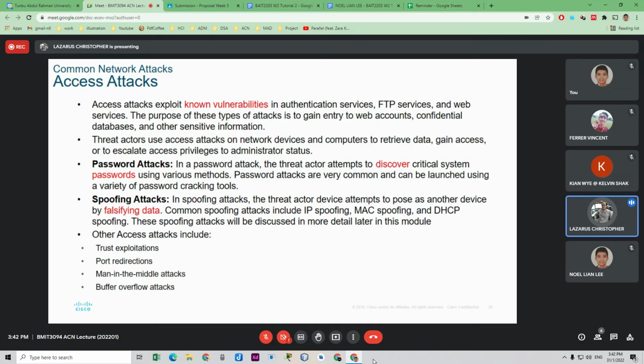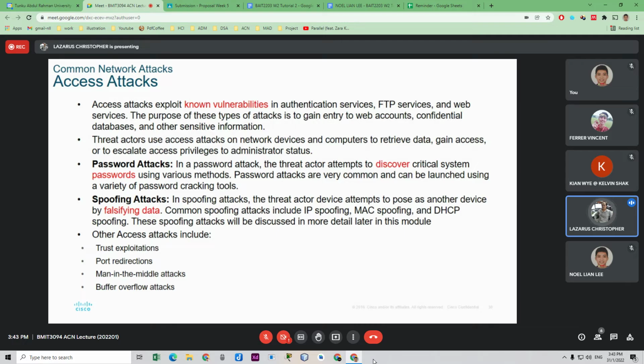right? But sometimes criminals know that a lot of passwords are actually based on common dictionary words, and this is why common dictionary words are not encouraged as a password, because they can just simply use a dictionary attack to attack, right? Spoofing attack means you pretend to be something you're not.